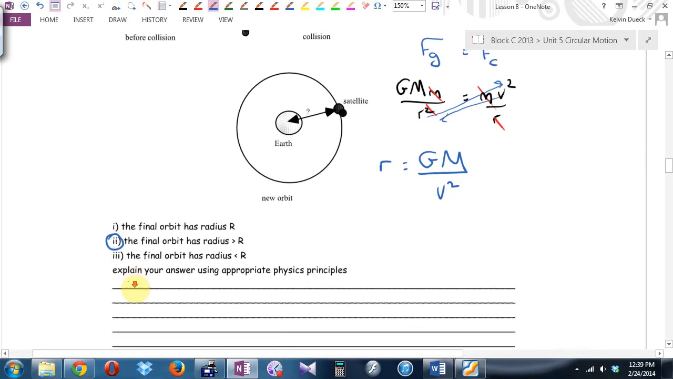Bigger. Explain your answer. Oh, you know what? We should actually make our conclusion. I've done the proof, and then I should simply say, as V decreases, R increases, and there's my proof. I did the proof, but I didn't get the conclusion.